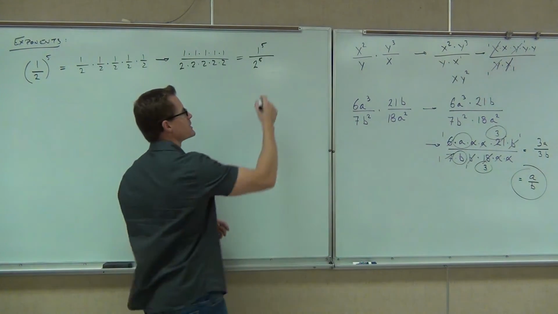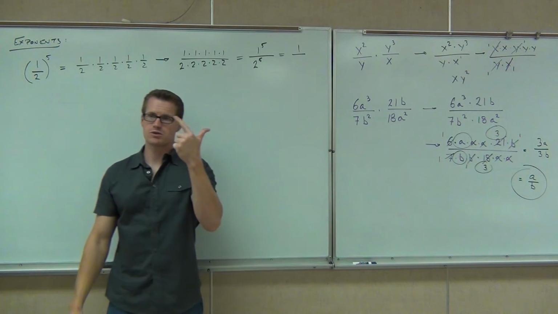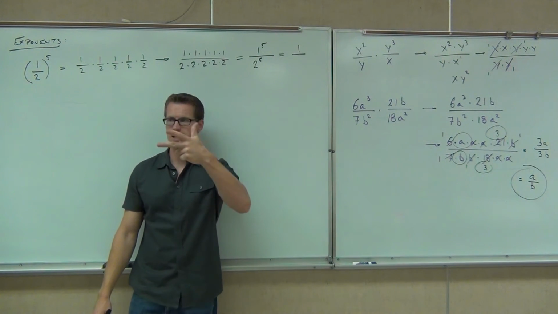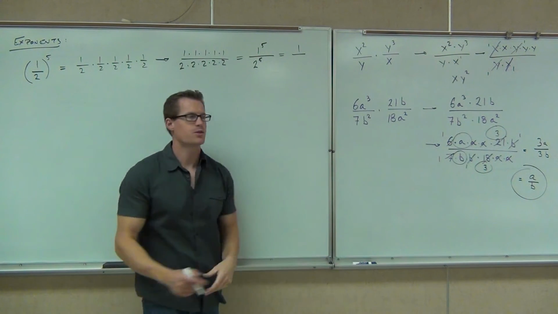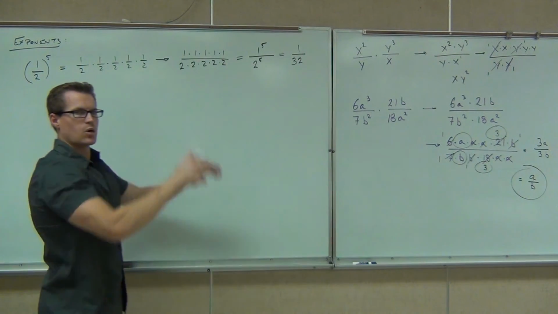What is 1 to the 5th power? How much is that? 1. How about 2 to the 5th power? That means 2 times 2 times 2 times 2 times 2. 32. So 2 times 2 is 4, times 2 is 8, times 2 is 16, times 2 is 32. So this exponent is the same thing as 1/32.